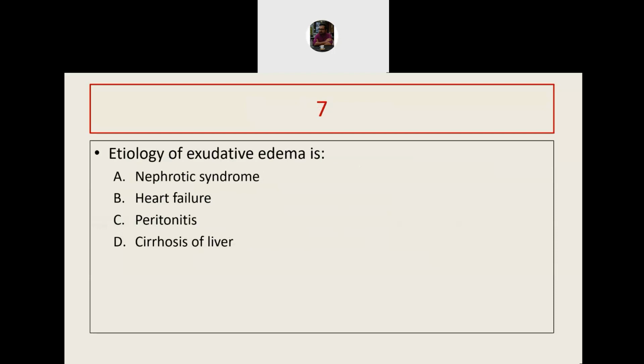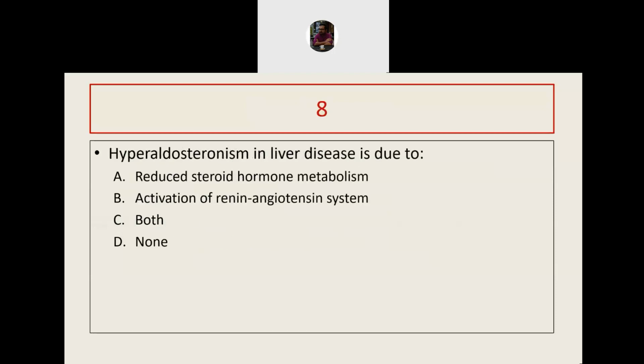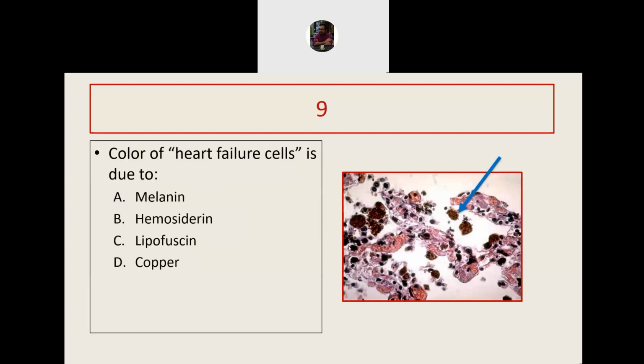Itis means inflammation. Wherever there is inflammation, there is exudation. Next question. Hyperaldosteronism in liver disease is due to. Very good. The answer is C, both the mechanisms. Color of the heart failure cell is due to. Very good. The answer is B, hemosiderin.